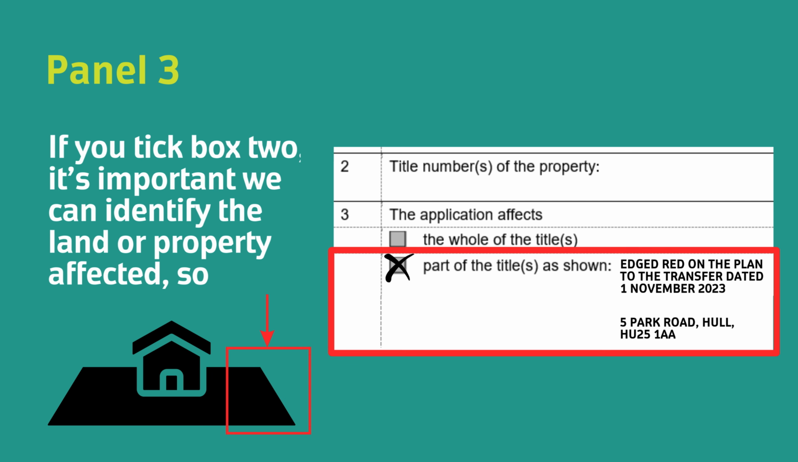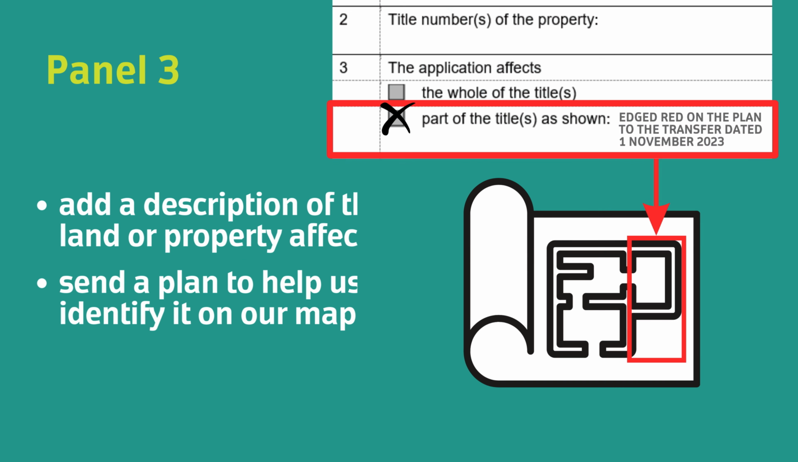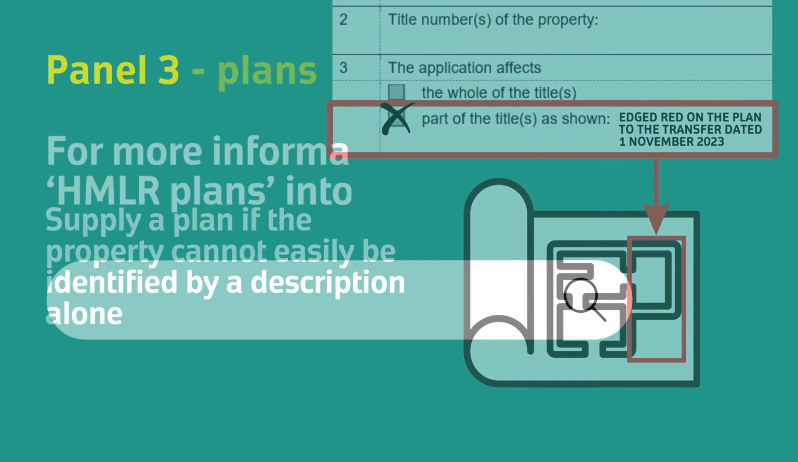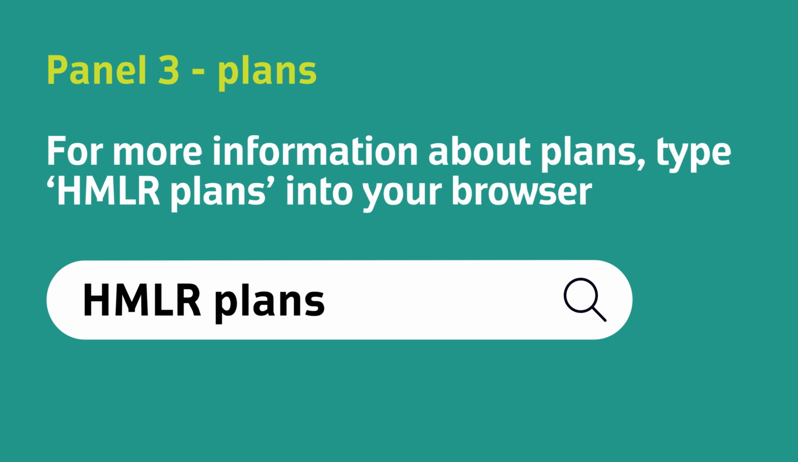In this case, you must also provide a brief description of the part affected by entering the full postal address along with a description of the property or reference to a plan. For example, edged red on the plan to transfer, dated 1st of November 2023. Supply a plan if the property cannot easily be identified by a description alone. Type HMLR plans into your browser for more information about plans.